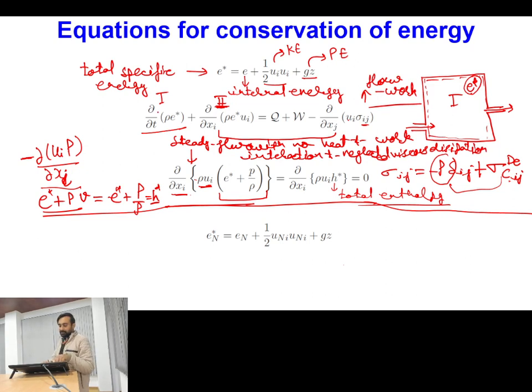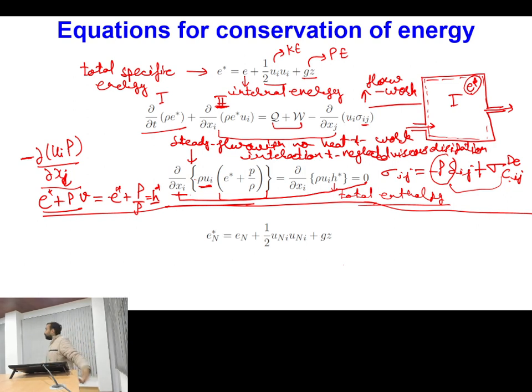Why steady? Because the del by del T term is 0. No heat and work interaction because Q and W I have not considered. And from the last term I have included only the pressure part, but the dissipation part I have neglected. So if you want to name this equation, you can call it steady flow with no heat and work interactions and negligible viscous dissipation. Okay, are all clear with this idea?